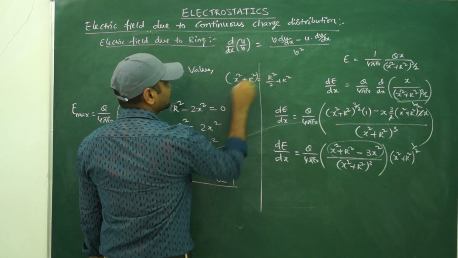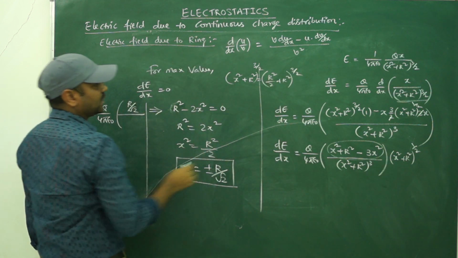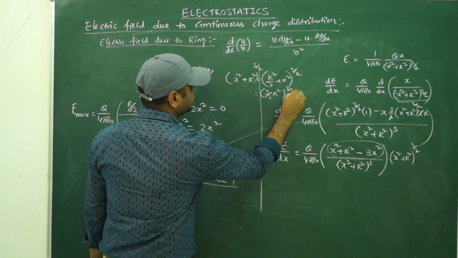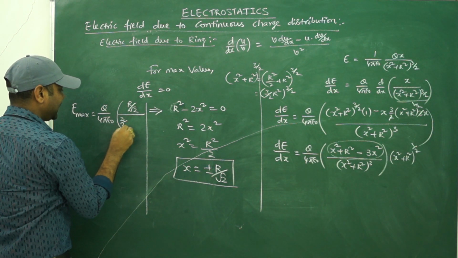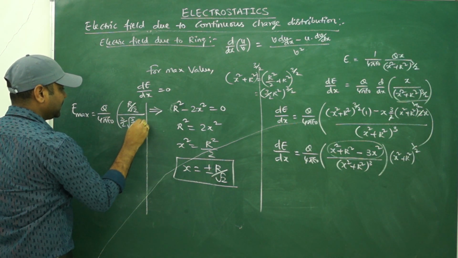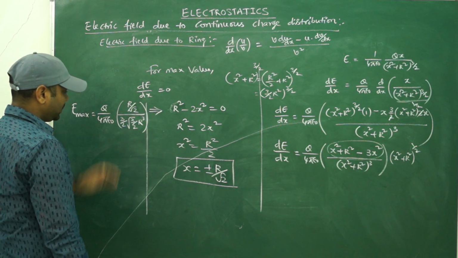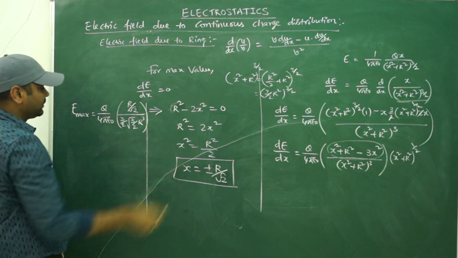Raised to 3 by 2 again. Raised to 3 by 2, so that I can write down the direct value over here. Then 3 by 2 r square raised to 3 by 2. Okay, so then I can write down like this: 3 by 2 under root 3 by 2 into r cube. That is the value. Hope you are able to see. 3 by 2 raised to 3 by 2, I can write down 3 by 2 into root of 3 by 2.